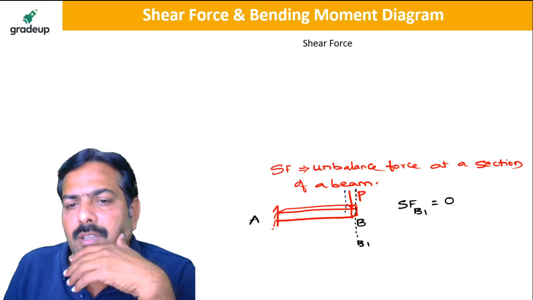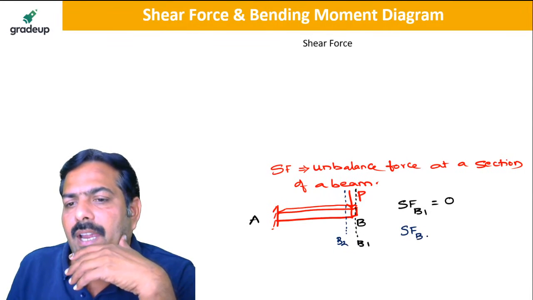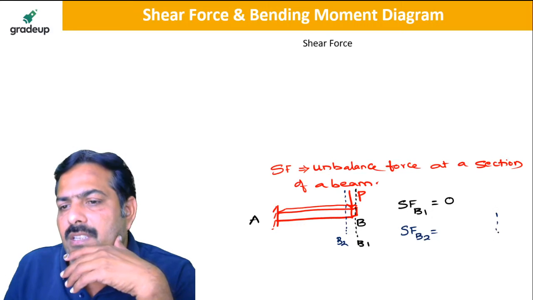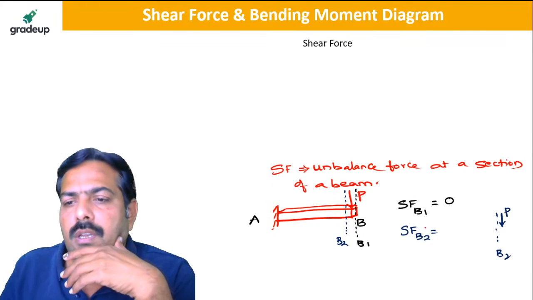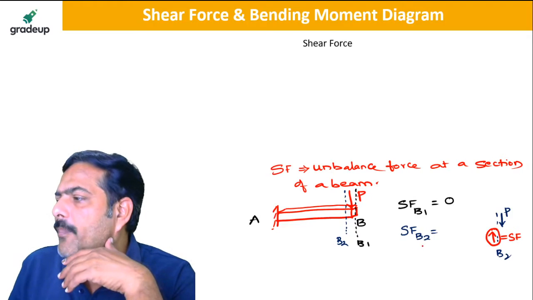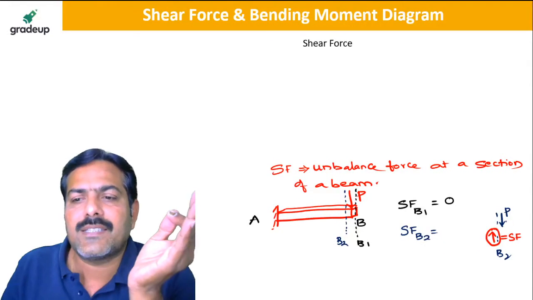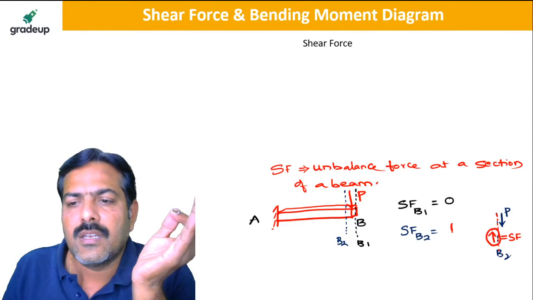B2, taking P on the right side. So what is the shear force at B2? So this is B2. On the right side you have got a force P. My dear friends, you require the same amount of force P in the opposite direction to balance this, and this is called shear force. The amount of force required to balance this on this B2 section is called shear force. So shear force is the same magnitude P but in the upward direction, hence positive.